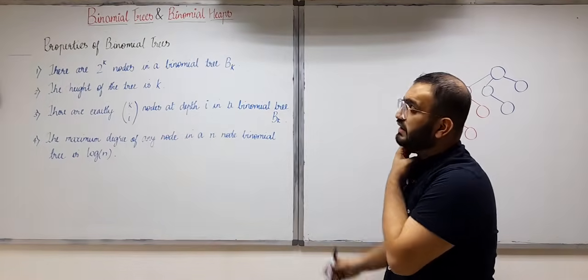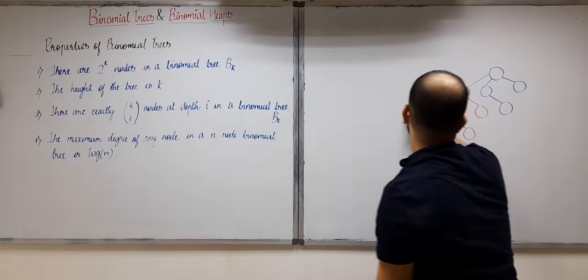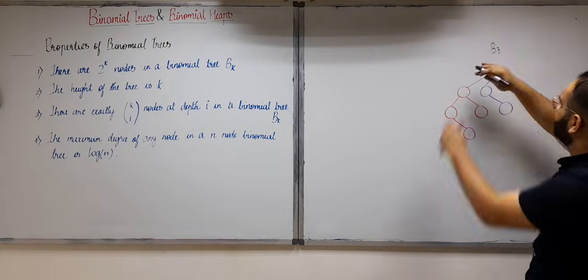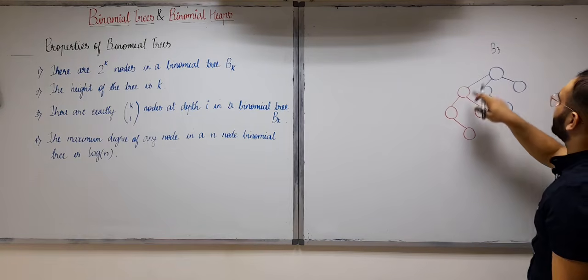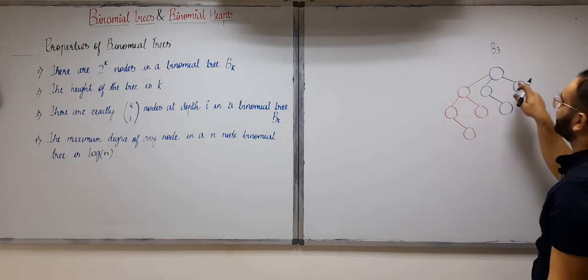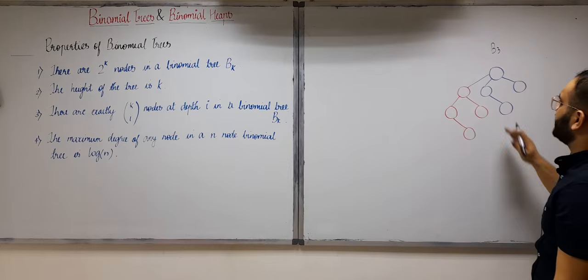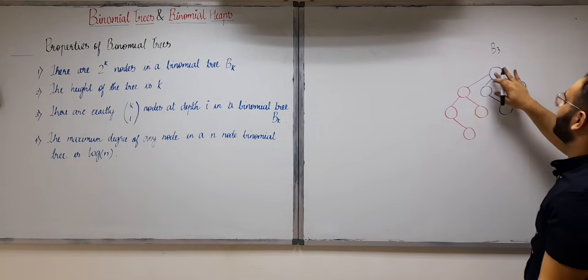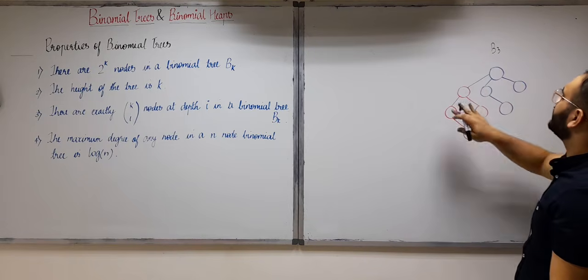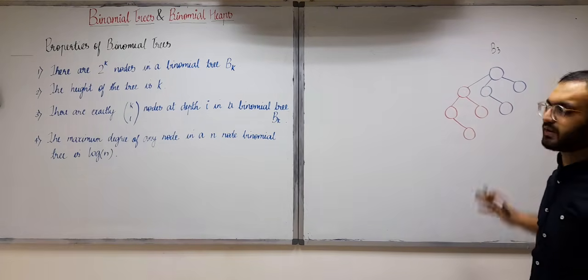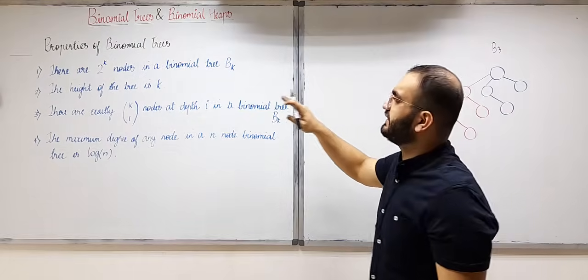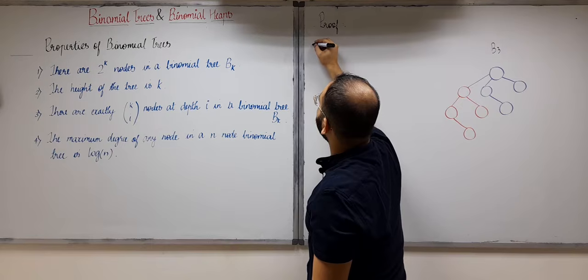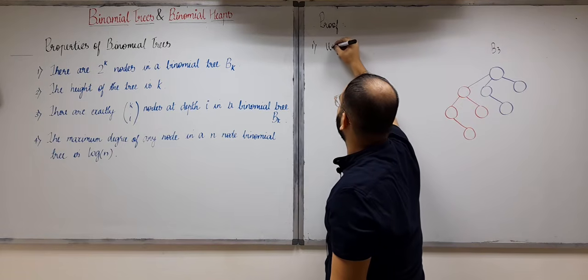So it says that if there is a binomial tree with order k, here I have drawn a B3. This complete binomial tree is a B3 because the root has 3 children, 1, 2, 3, correct. And this in the red is a B2 and this in the blue is a B2, and according to the rule I have made this B3. So now I have to prove that there are 2 raised to k nodes in a binomial tree Bk. I'll prove the first property using mathematical induction.